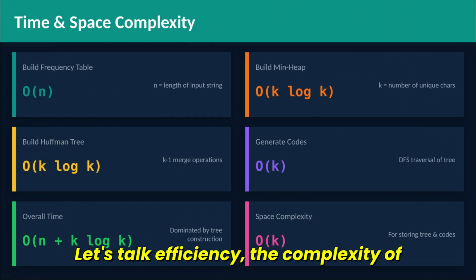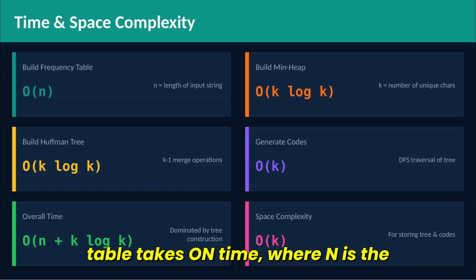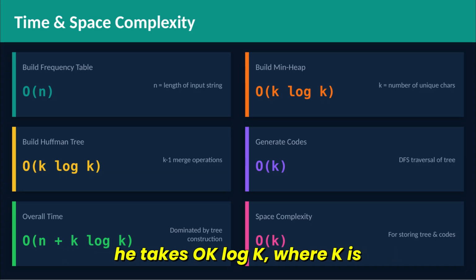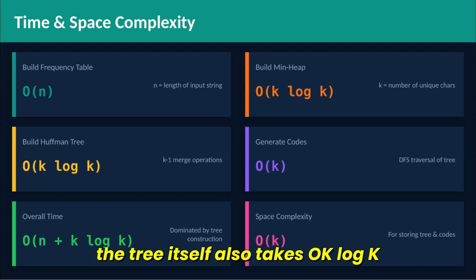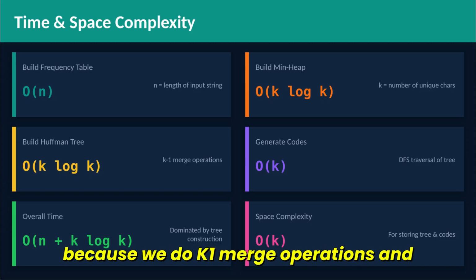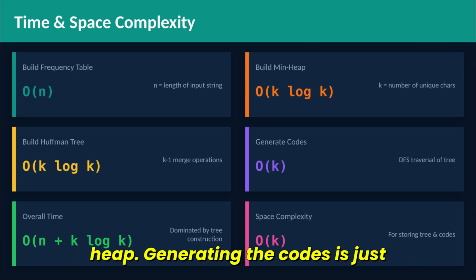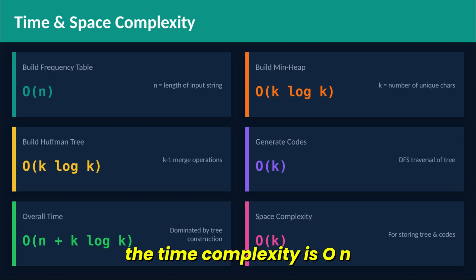Let's talk efficiency. The complexity of Huffman coding. Building the frequency table takes O(n) time, where n is the length of your input. Building the min-heap takes O(k log k), where k is the number of unique characters. Building the tree itself also takes O(k log k), because we do k minus 1 merge operations and each one involves inserting back into the heap. Generating the codes is just a DFS traversal. That's O(k). So overall, the time complexity is O(n plus k log k).